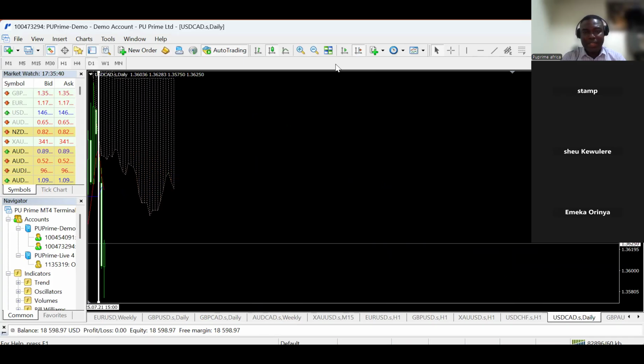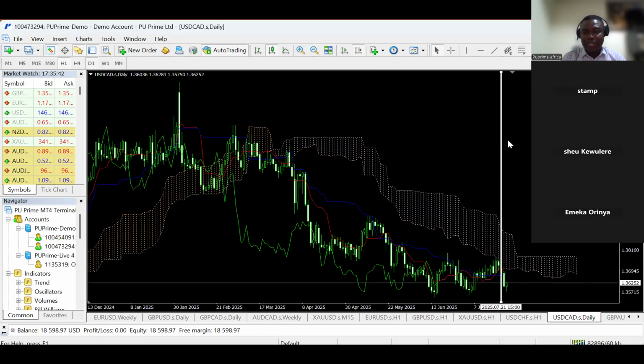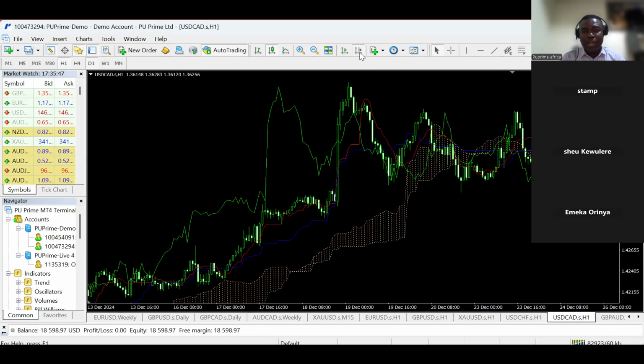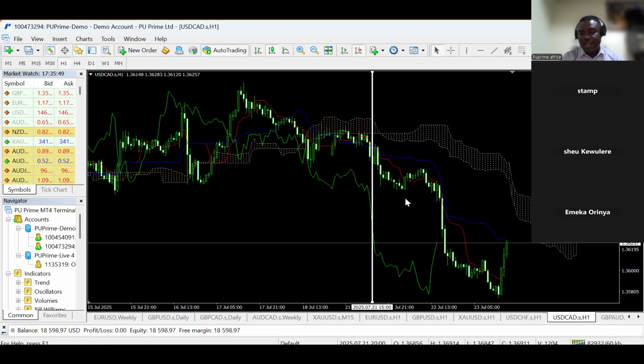Like the USD/CAD now, I can go on the higher time frame. You can see it's a bearish trend on the higher time frame, which is the daily, while on the 1 hour, I look out for my entry, and that's just it. All right, so that's all we have for us this afternoon on the Ichimoku Kinko Hyo.